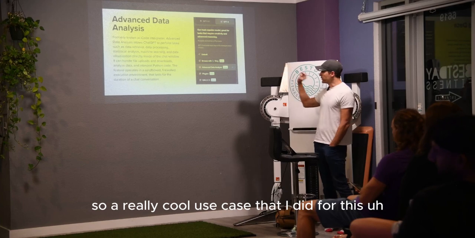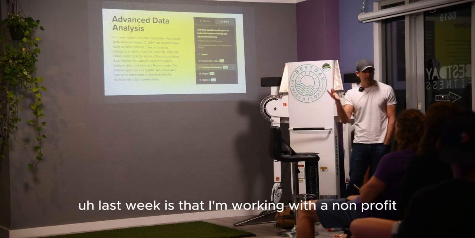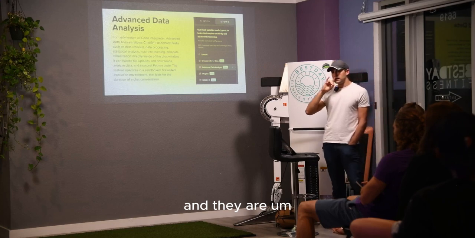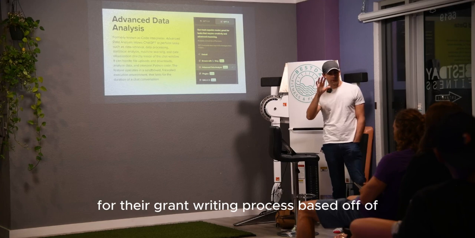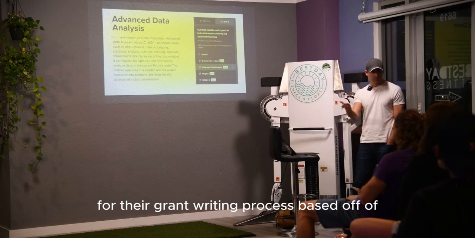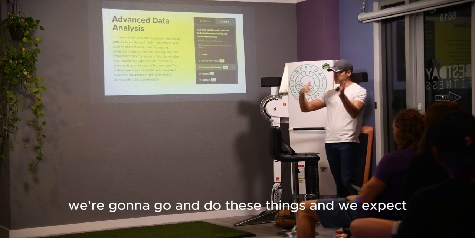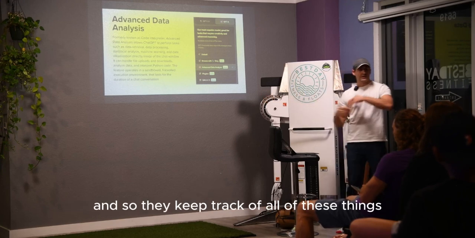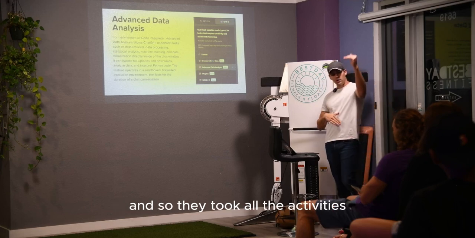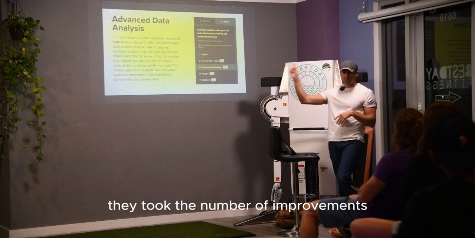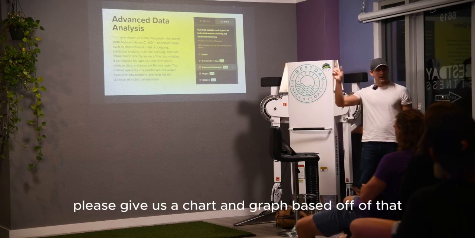A really cool use case that I did for this last week is that I'm working with a nonprofit, and they are looking to provide evaluation statistics for their grant writing process based off of the things that they're asking for money for, right? They say, we're going to do these things, and we expect this outcome. They keep track of all of these things and put it in a spreadsheet. So they took all the activities and the number of improvements, and we chucked it all in there and said, please give us a chart and graph based off of that.